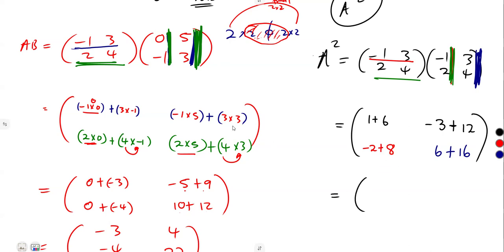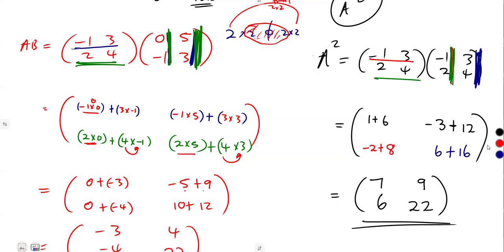As we can see, we've reduced our calculations by simply doing this in our head. So 1 plus 6, that's a 7, minus 3 plus what? Plus 12, that is going to give us a positive 9. 12 minus 3. Minus 2 plus 8, that's simply 8 minus 2, which is 6. 6 plus what? 6 plus 16 is going to give us 22. So that is it. This will be our final answer.